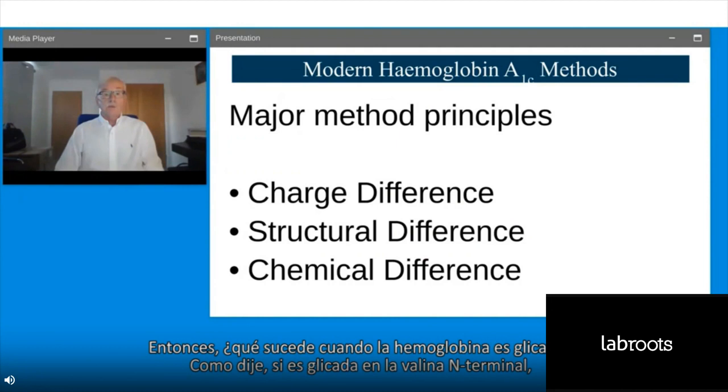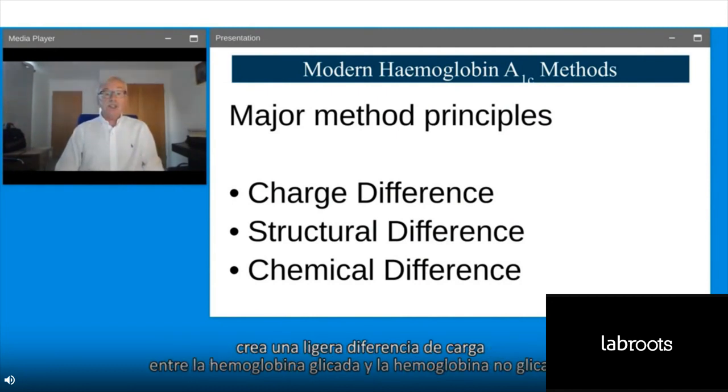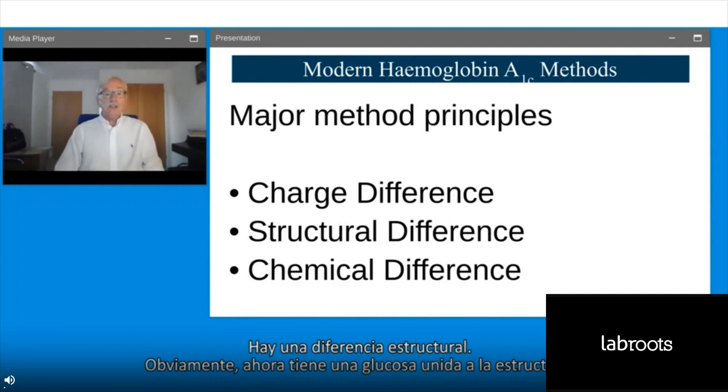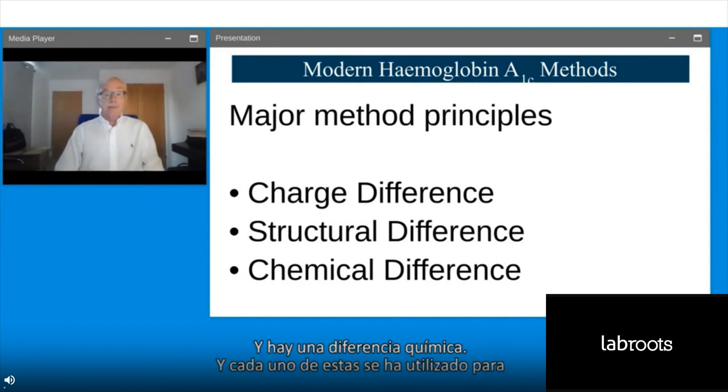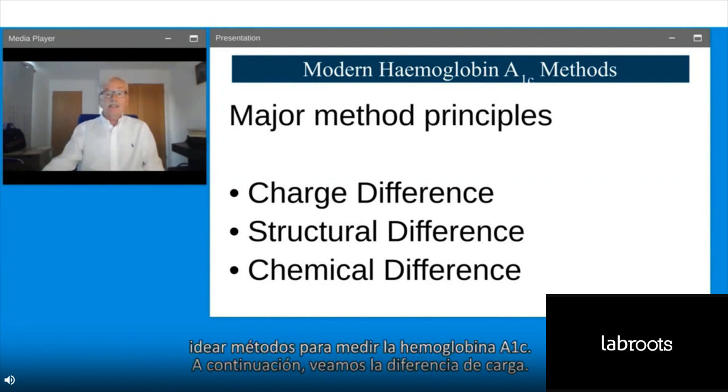So, what happens when hemoglobin is glycated? As I said, if it is glycated at the N-terminal valine, it creates a slight charge difference between glycated hemoglobin and non-glycated hemoglobin. There is a structural difference. Obviously, it now has a glucose attached to the structure. And there is a chemical difference. Each of these has been used to devise methods for measuring hemoglobin A1C.